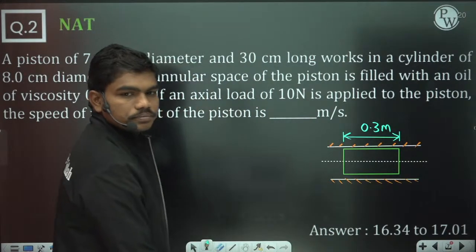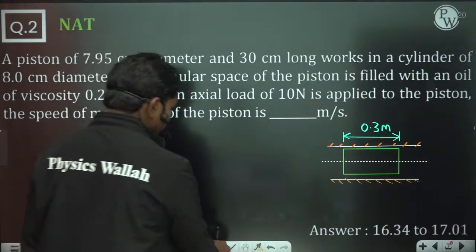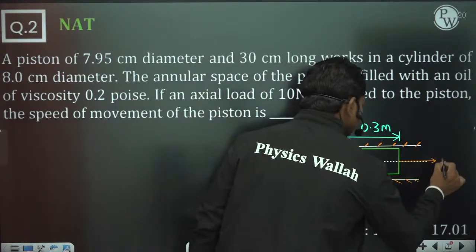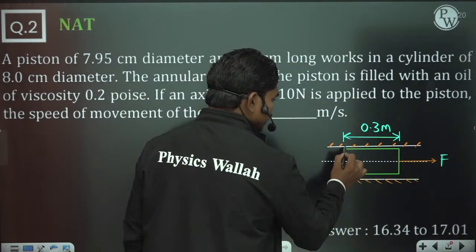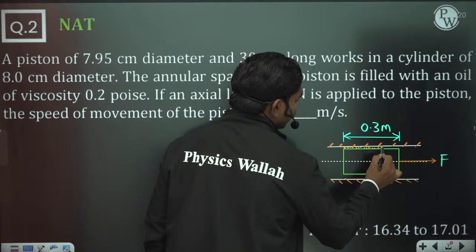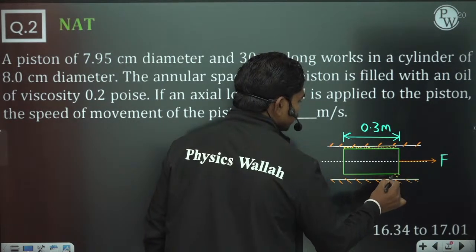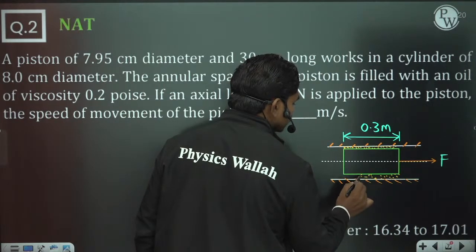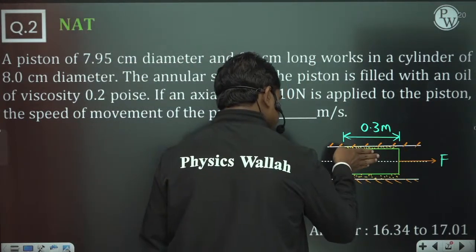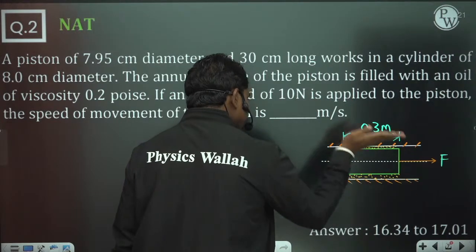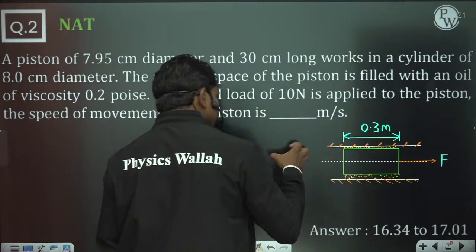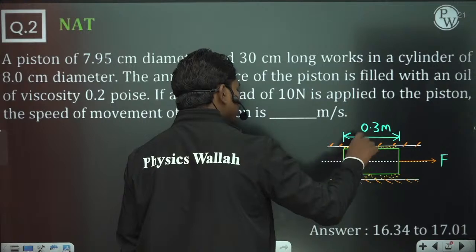Fine. Yes, it's okay, sir. Good. So now let us suppose in this piston you have applied some axial force F, and this space is filled with oil of some dynamic viscosity. Whenever you apply force on this piston to move it rightwards, the viscous oil surrounding the piston will try to pull it back, correct? Because there is some viscous resistance offered by the oil on this piston.